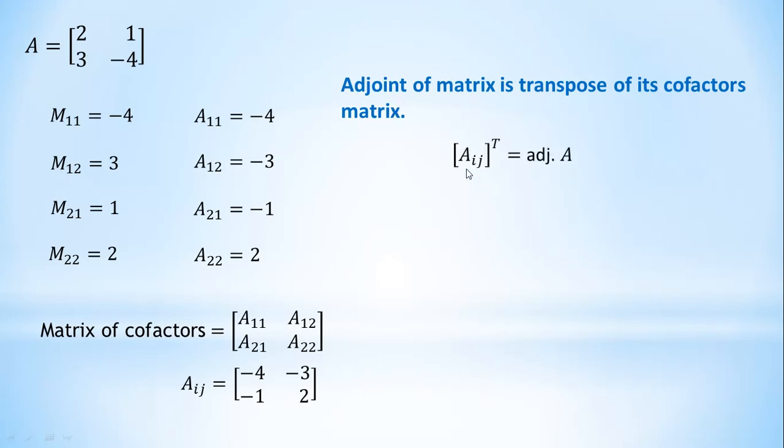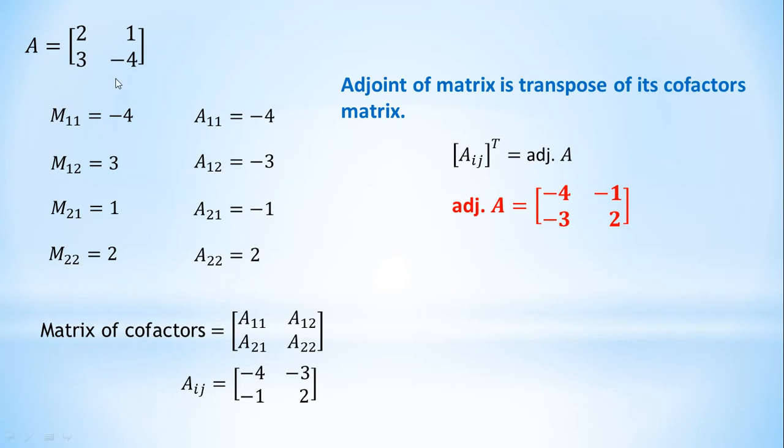That is, see here, transpose. How will you write transpose? Symbolically, it can be written as (aij) raised to t, which is equal to adjoint of A. It can be denoted by adj A, like this. So in this case, if you take the transpose, just by interchanging rows and columns, we get minus 4, minus 1, minus 3, 2.